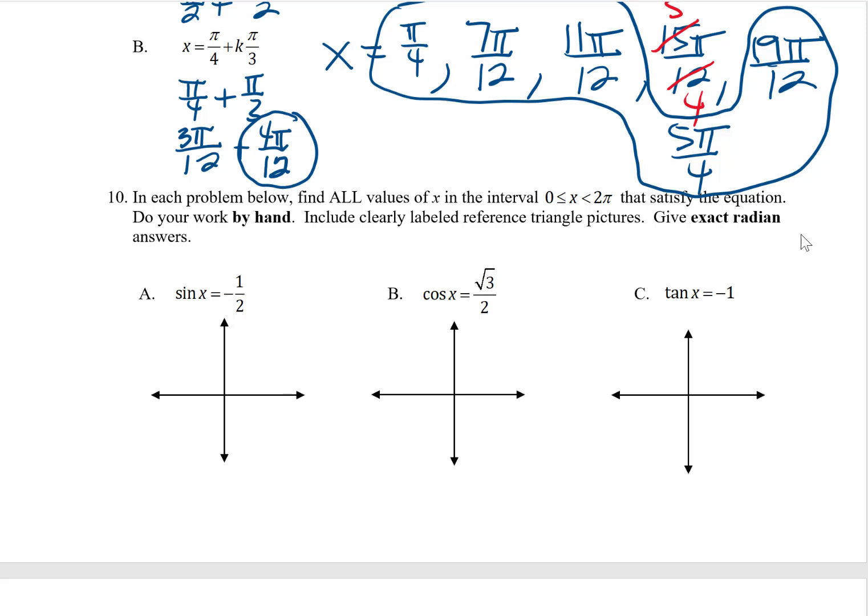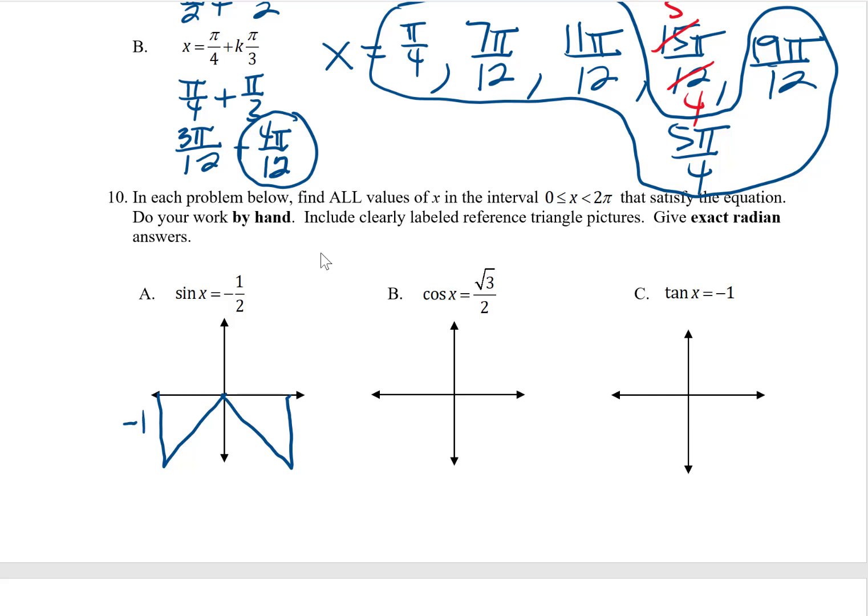Let's see. Sine x equals -1/2. My first decision to think about is what quadrant should I be drawing my picture? Well, let's see. All students take calculus. Sine is only negative in the third quadrant as well as the fourth quadrant. I'll have to draw both because I want all the answers between 0 and 2 pi.